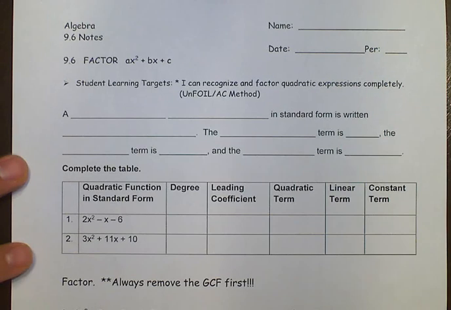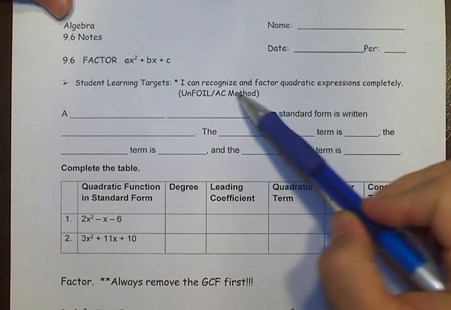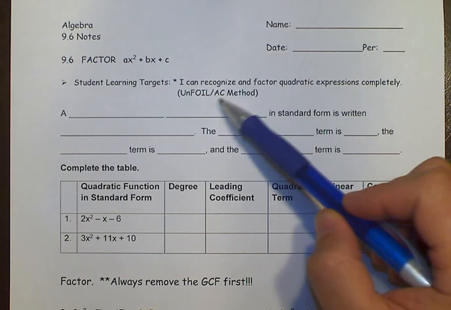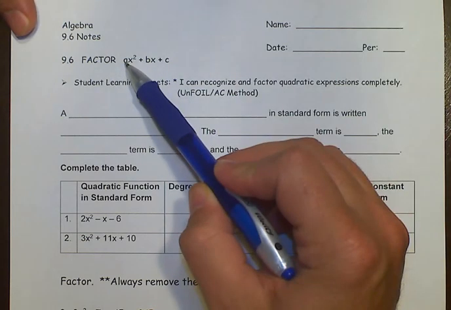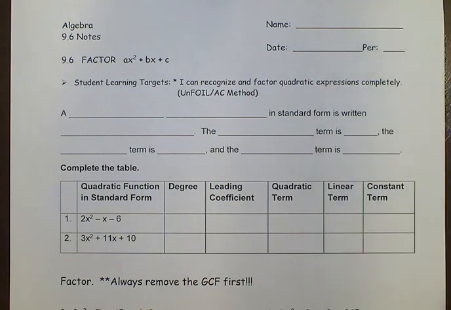Alright guys, so this is 9.6. We're factoring ax squared plus bx plus c. Our learning target is that I can recognize and factor quadratic expressions completely, using the unfoil or AC method. We call it the AC method because I'm going to show you we're going to multiply a times c here. We'll see what that looks like in a little bit.